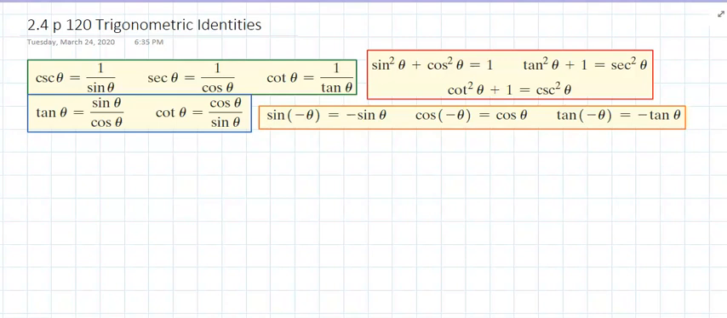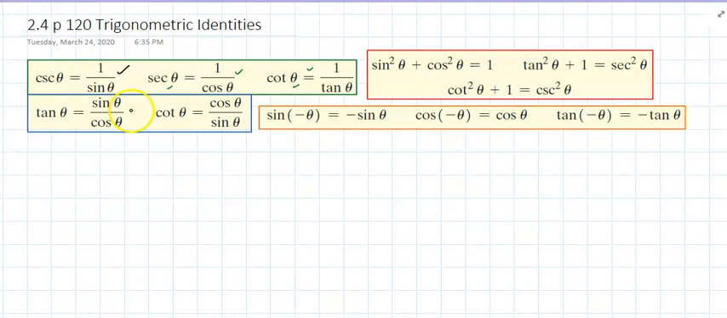Section 2.4 is on page 120, talks about trigonometric identities. And here we're going to talk about the identities that we already know. That is, cosecant of theta is 1 over the sine, secant of theta is 1 over cosine, cotan is 1 over tan, and vice versa, of course. Sine is 1 over cosecant, cosine is 1 over secant, and tan is 1 over cotan.